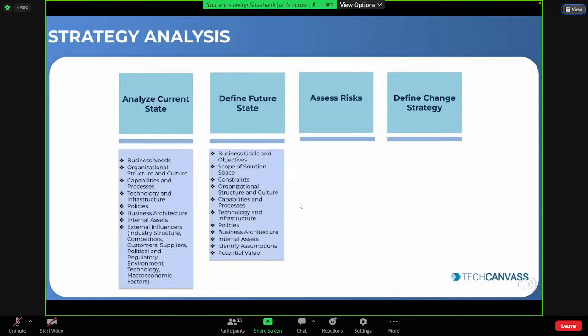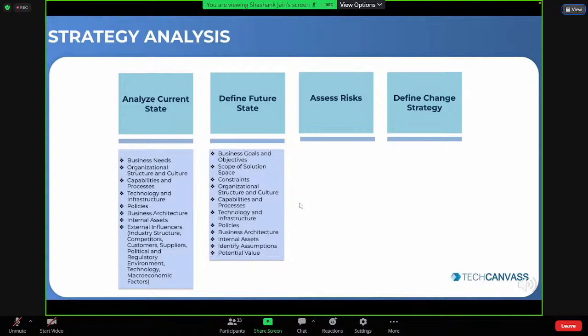It can be improving safety. It can be taking some competitive advantage, or it can be increasing sales or reducing cost. The business goals and the objectives should be SMART, which means they should be specific, measurable, achievable, relevant, and time-bound.